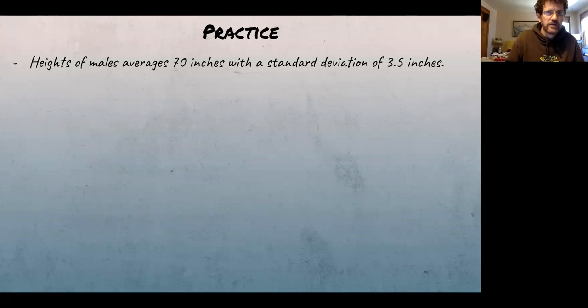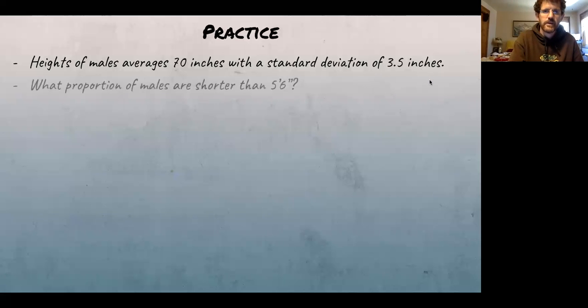We have heights of males, and we'll say these are human males. It averages 70 inches with a standard deviation of 3.5 inches. And we'll start off with a question we should all be able to answer. What proportion of males are shorter than 5 foot 6 inches? All right, so without having to go through all the math, verbally, can anyone describe how we would solve this problem?